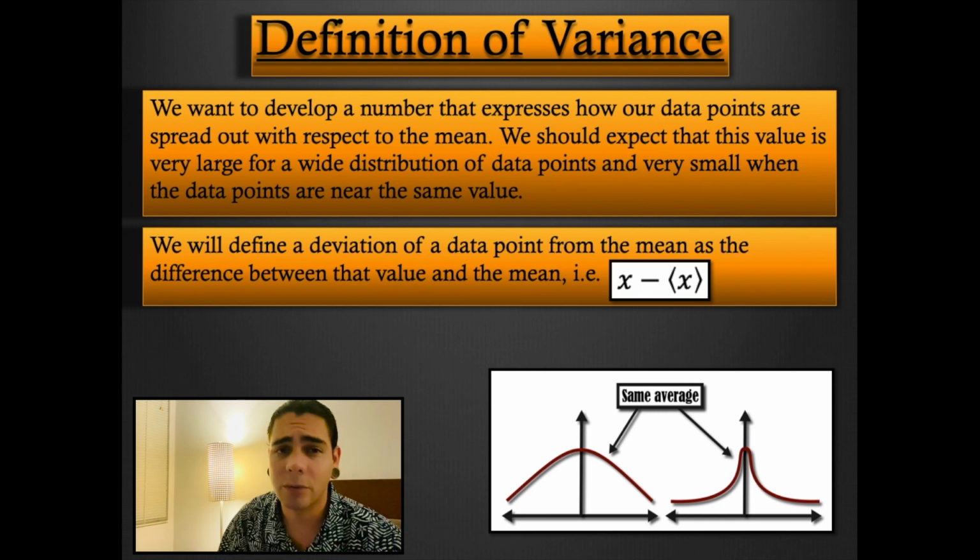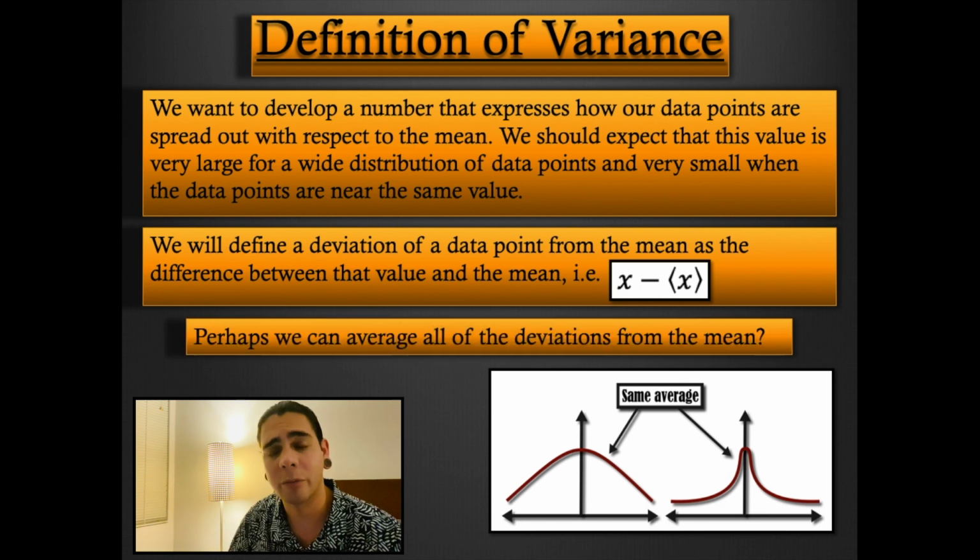So when we have a data point and we're subtracting that value from the mean, that obviously gives us a number. It's very large when the data point is very far from the mean, and very small when the data point is very close to the mean. So this gives us the opportunity to develop some kind of tactic to measure how far the data points are from the mean. Perhaps we can calculate all the deviations from the mean and average those deviations to develop a number or some kind of idea that tells us how far apart the data points are spread out.